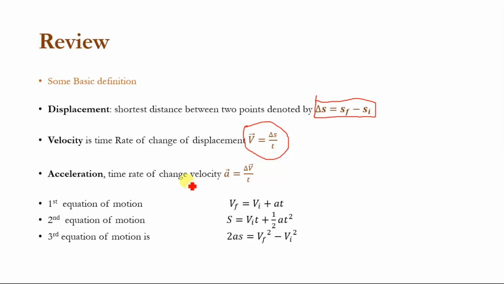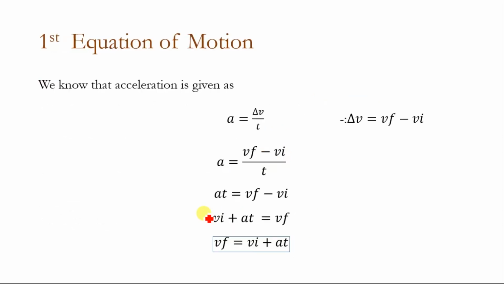Now, the first equation of motion is Vf is equal to Vi plus At. Similarly, this is the second equation of motion and this is the third equation of motion. We will derive all of these equations by using the simplest possible method. Let's begin from equation number 1, the first equation of motion.